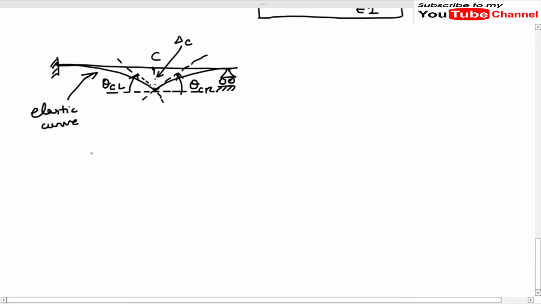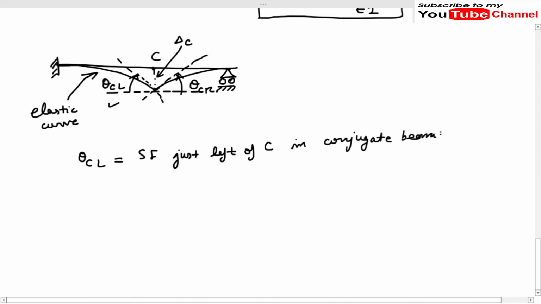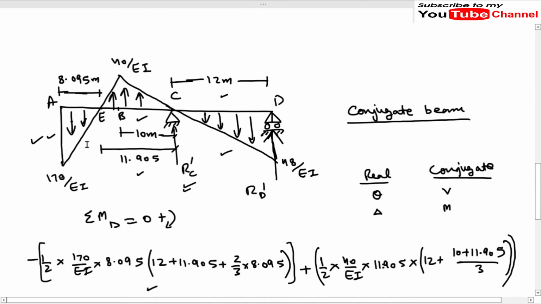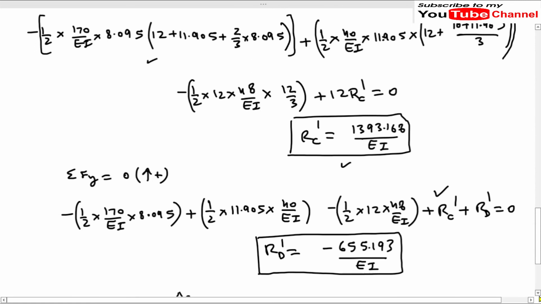So to find out the slope at C, or you can say theta C left, we will write theta C left will be equal to the shear force just left of C in the conjugate beam. Okay, so the shear force just left of C in the conjugate beam will be due to these two triangles. First this AE, and the other one is due to this triangle on segment EC. Okay, so I will just write here.